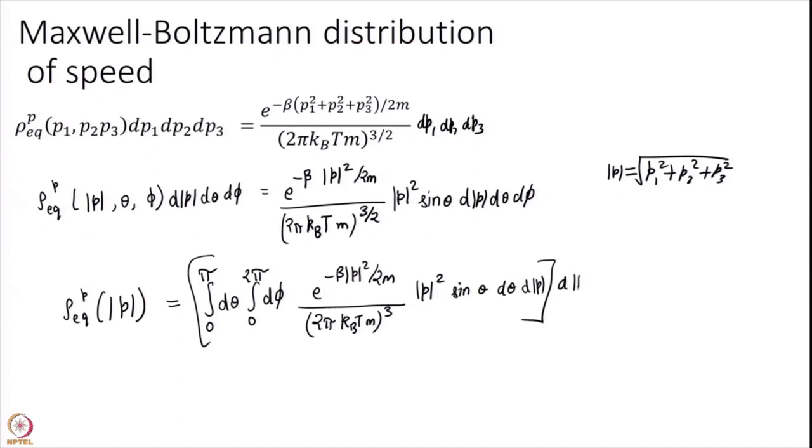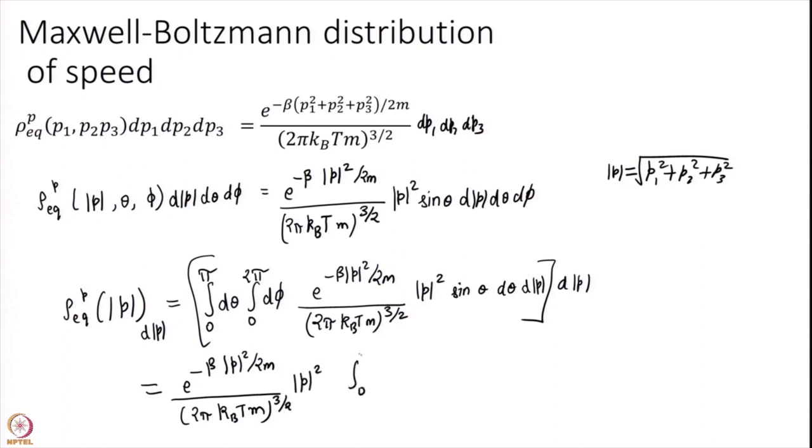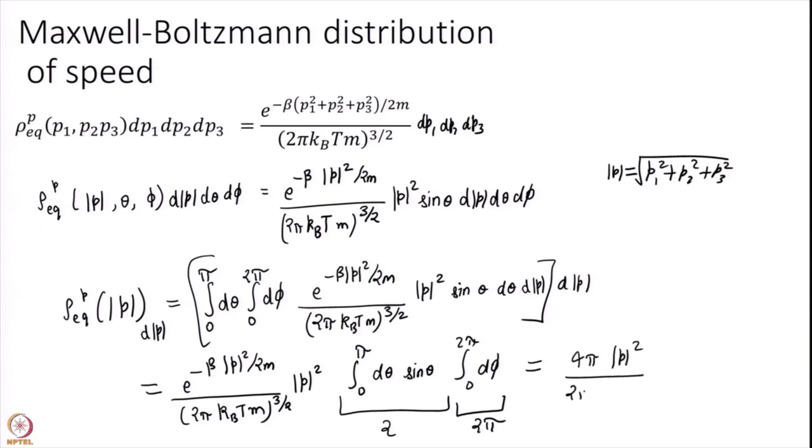And I write dp separately. I should have a dp here as well. So, what I do is I take the terms that are independent of theta and phi outside the integral. And then I integrate over theta and phi. So, for theta you note I have sin theta, for phi I have d phi. I leave it as a homework for you to prove this is equal to 2 and this is equal to 2 pi. These are very easy integrals you should be able to do. So, in total I get 4 pi mod p square, I am sorry, over 2 pi k B T m to the power of 3 half, e to the power of minus beta p square over 2m.